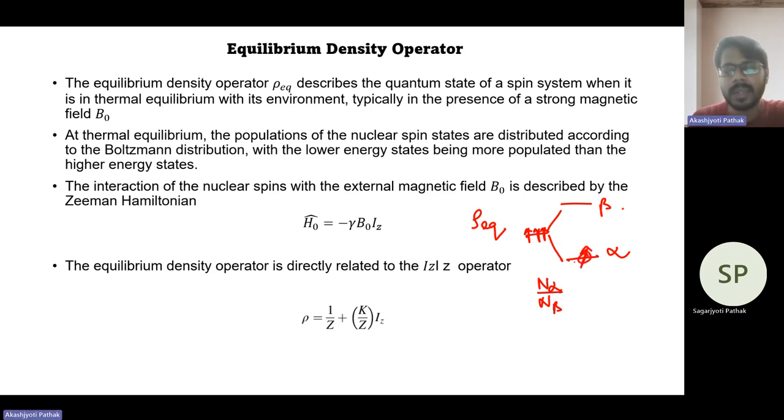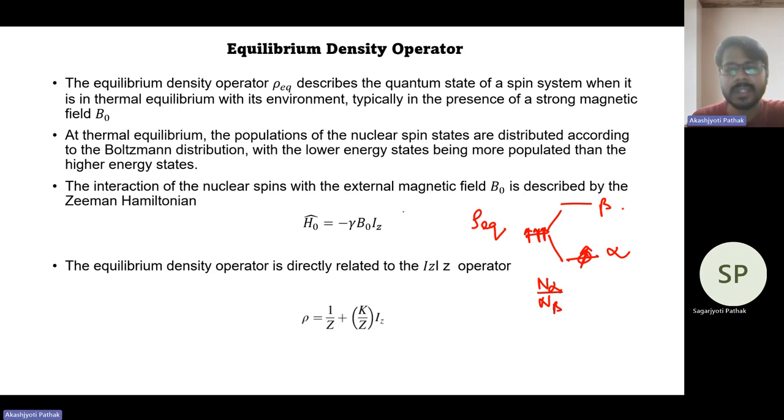So each nuclear spin will produce a magnetic field surrounding itself, due to its nuclear magnetic moment. And the interaction of the external magnetic field with the magnetic field produced by this nucleus is described by this Hamiltonian. We have seen that this Hamiltonian operator describes the energy.